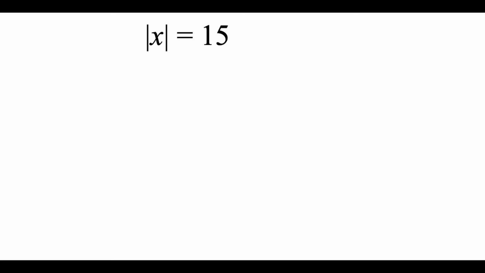Now looking at this equation, we've got the absolute value of x equals 15. So this means we want to think about numbers that are 15 spaces away from 0 on our number line. Well, if we think about going to the right where numbers are positive, 15 is 15 spaces away from 0. But if we think about going left on our number line where the numbers are negative, then negative 15 is also 15 spaces away from 0. So again, we have those two answers. We have 15 and we have negative 15.